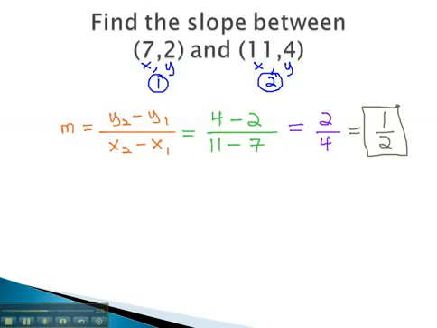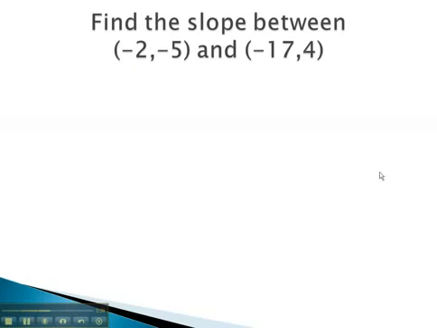Let's take a look at another example where we find the slope between 2 points using the slope formula. Here we have 2 new points. -2, -5 is our first x comma y, our first point. -17, 4 is our second x comma y, our second point.